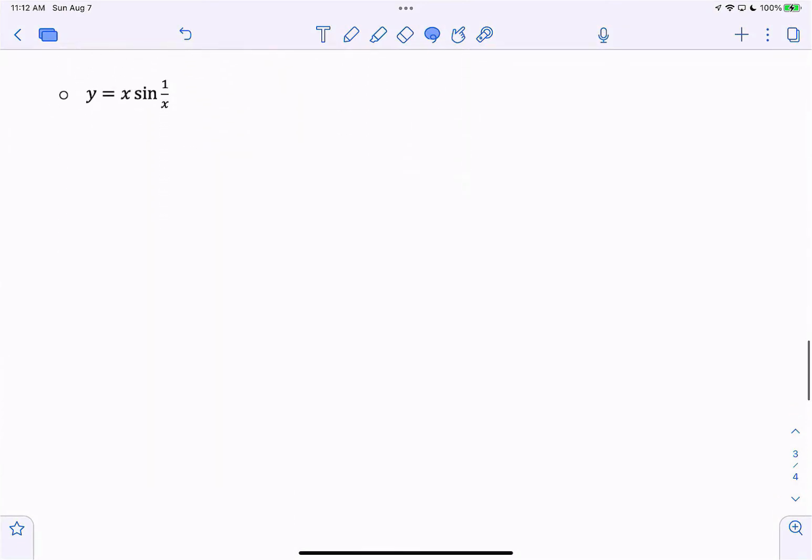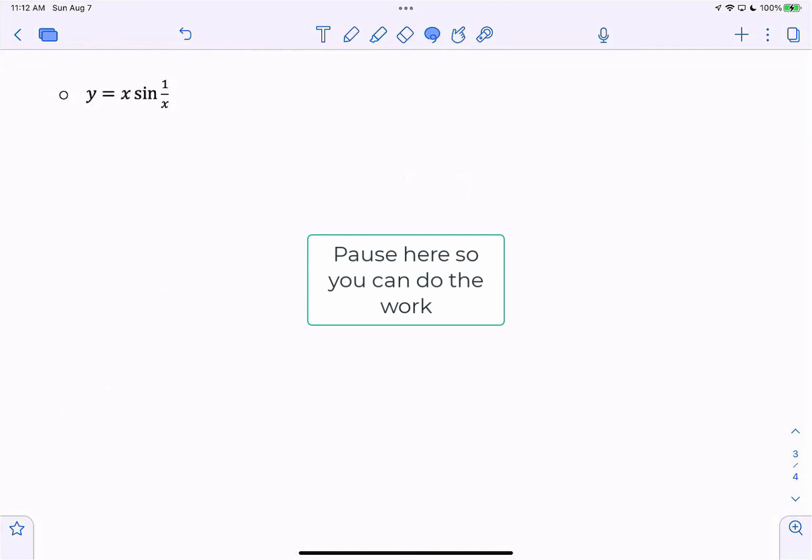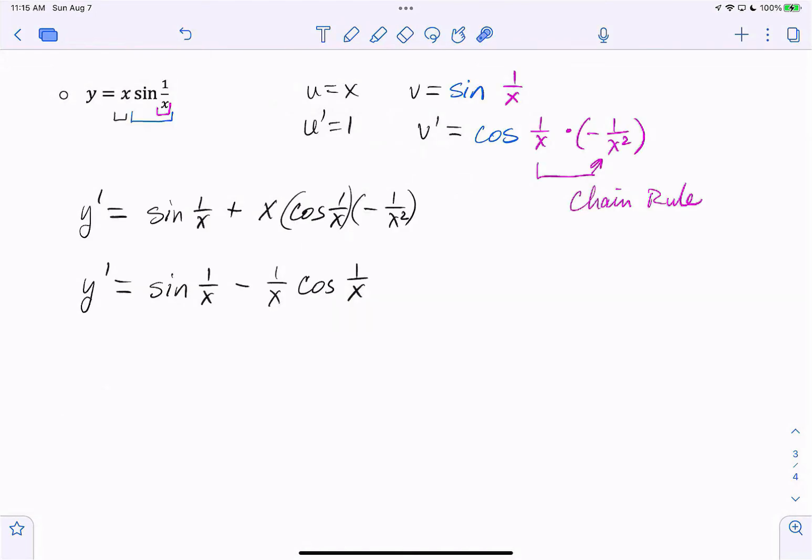Our next example is to differentiate y equals x times the sine of 1 over x. And I'm again going to ask you to do the work and then come back. Here we have a product. u is x and v is the composition, sine of 1 over x. So the derivative of u, or u prime, is 1. v prime is going to be the cosine of 1 over x times negative 1 over x squared, using the chain rule for the 1 over x, and that involved the power rule.